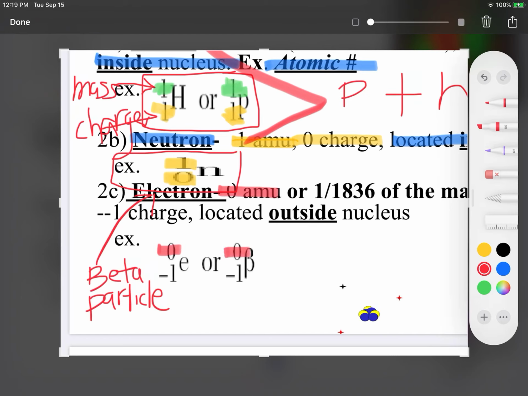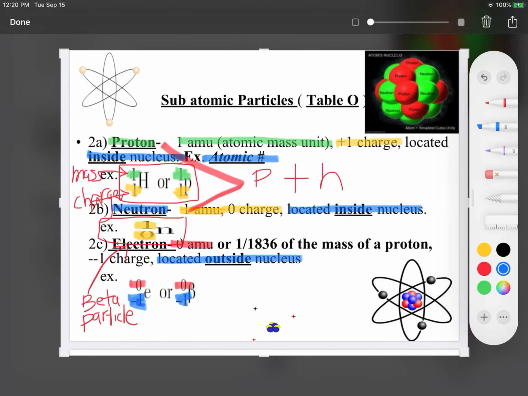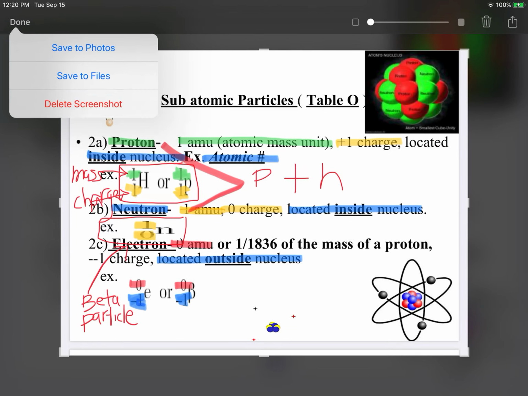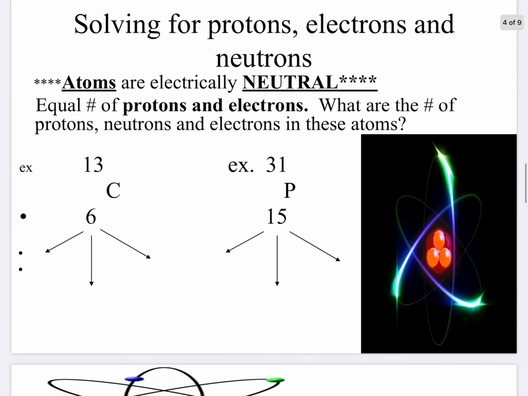The charge is located on the bottom, or atomic number here. In this case, the charge is -1 for electrons. Now, if you notice, they say e or beta because they're the same thing. The only thing you need to memorize is the location. It's located outside the nucleus. Okay, let's move on. Next slide.